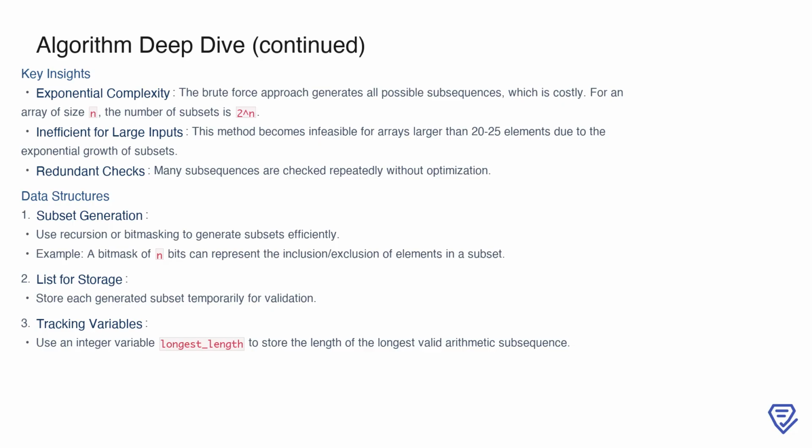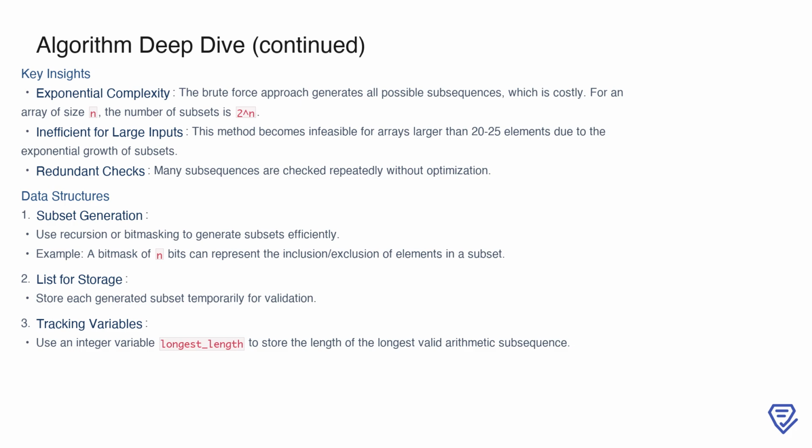Although the brute force approach is straightforward, it has significant limitations. Generating all possible subsets of an array has exponential complexity, as the number of subsets for an array of size n is 2^n. This makes the method highly inefficient for larger inputs, especially for arrays with more than 20 elements. Additionally, many subsequences are checked redundantly, leading to unnecessary computations.